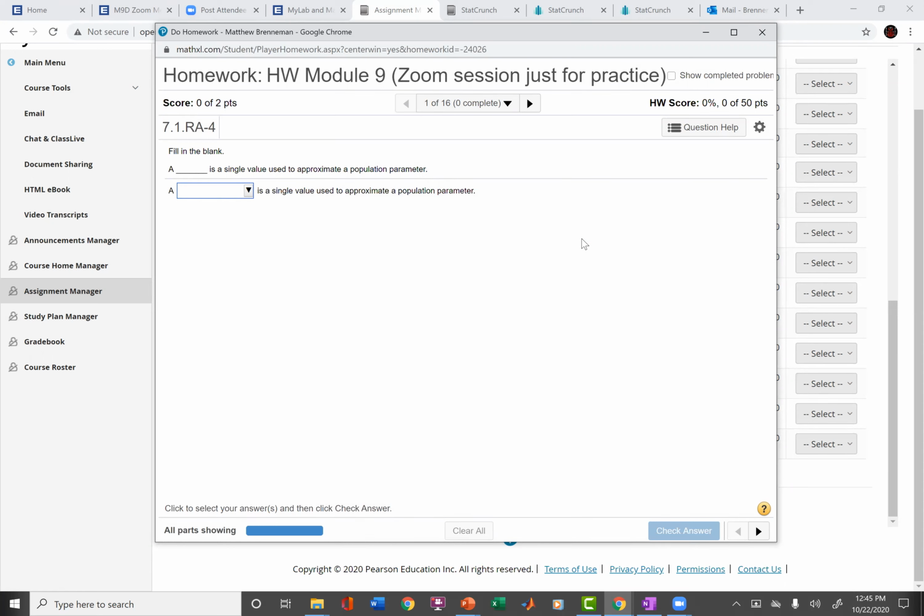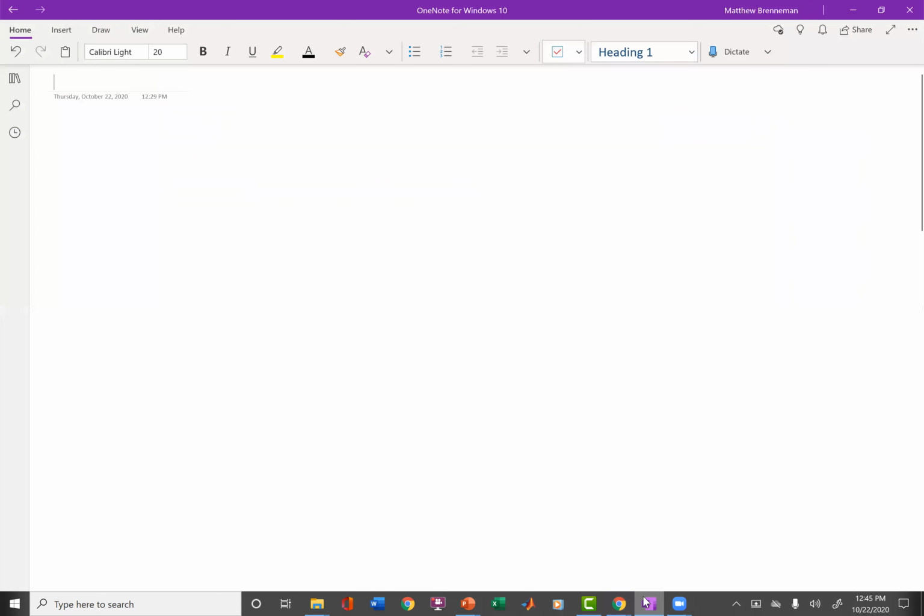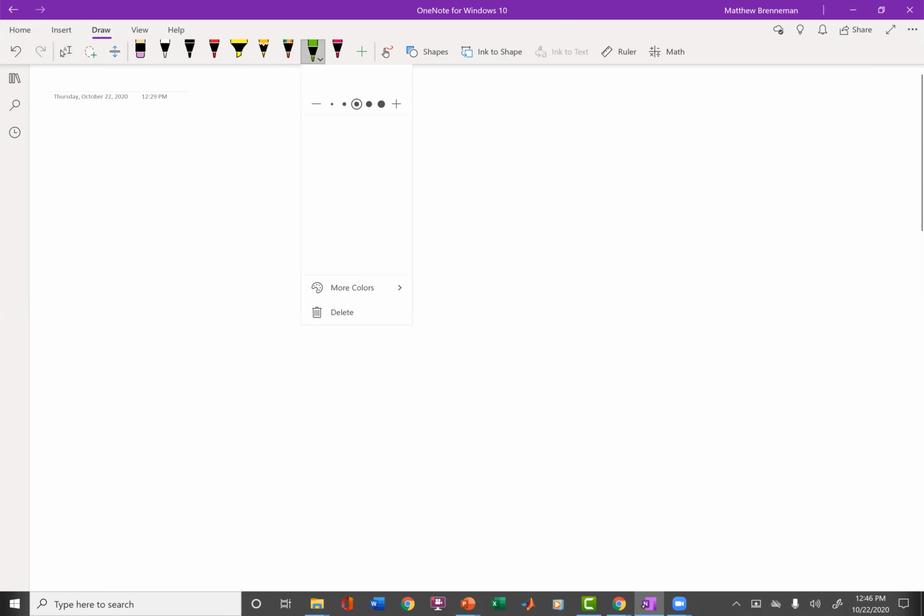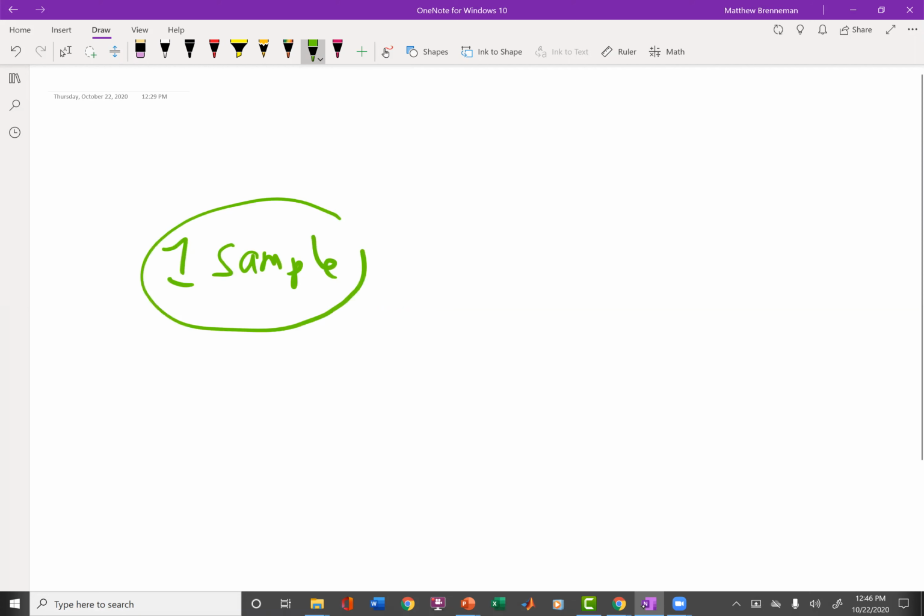Okay, so the first question says a blank is a single value used to estimate a population parameter. And so if we think about confidence intervals, right, and what's going on with them, if we took one sample, okay, so we have one sample here, and samples estimate populations, right? And I want to get the single value, the one number from that sample that I think is my best guess as to what the population parameter is. That's going to be the sample estimate, right?